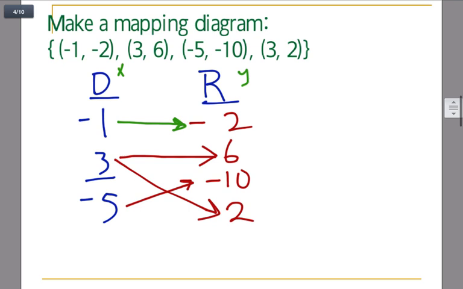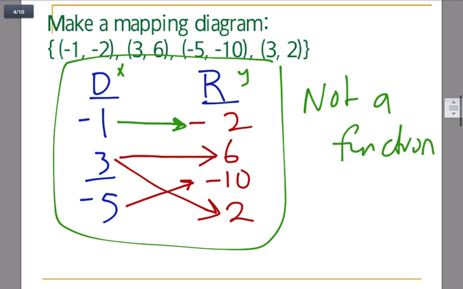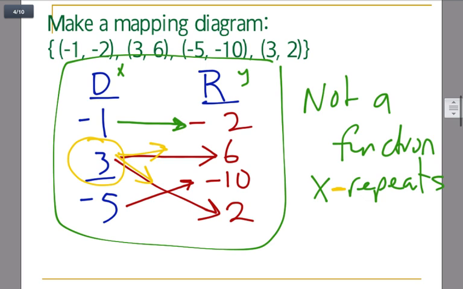Now, what you're going to be able to do is look at a mapping diagram like this one and say that it is not a function. This one is not a function because it has x repeats. The one that's a problem in particular is this 3 right here because it has 2 lines coming from it. If it only had 1 line coming from it, then it would be a function, but it doesn't. It has 2, so this is not a function.